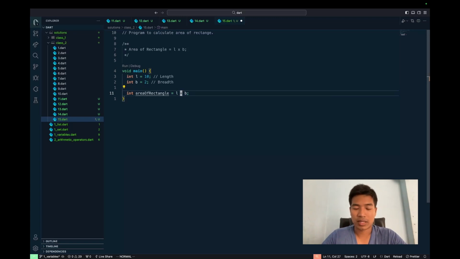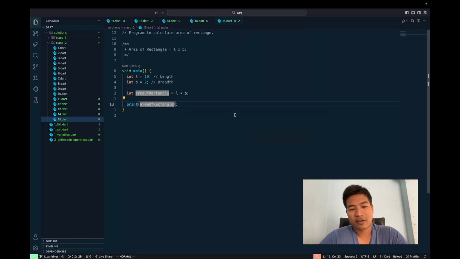Into means multiply, which is the asterisk. So use the asterisk. Next, calculate the area of a triangle using its formula.